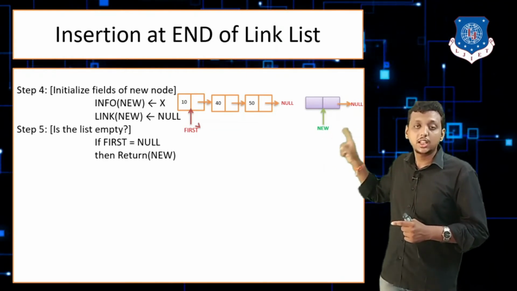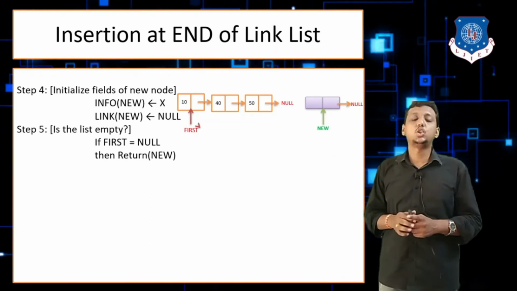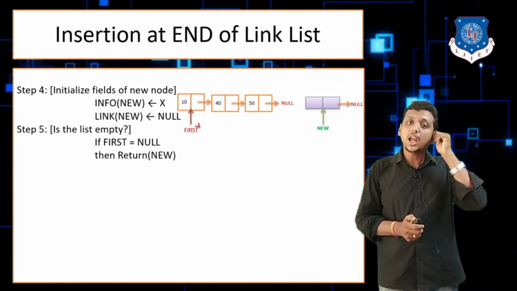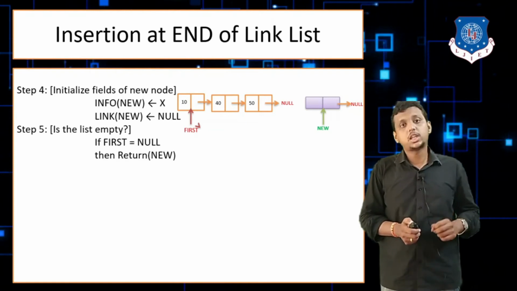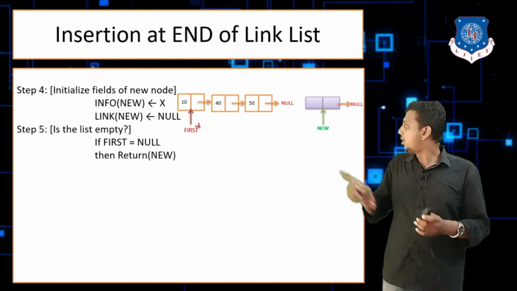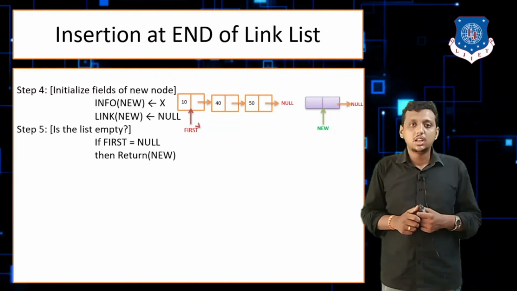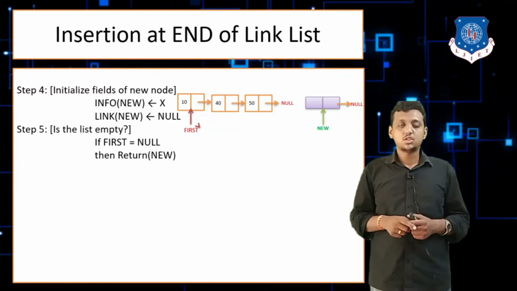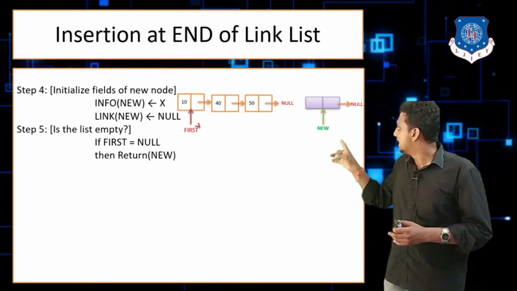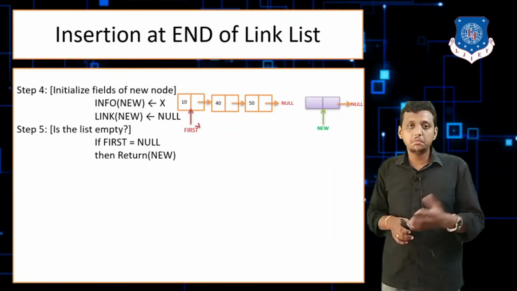I need to connect the link of the 50 to the new node. Fine. This is what I need to think about today. So to connect the link of 50, what do I need? I need the name of the 50. Students, is there any pointer pointing to 50? Yes or no? Is there any pointer pointing to 50?